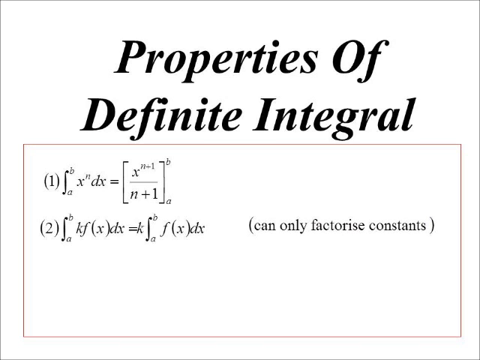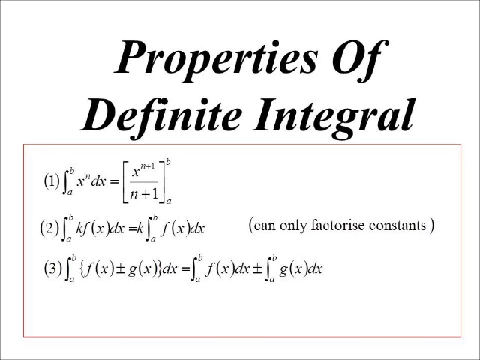This is highlighting that you can factorize. The integral symbol is a grouping symbol, just like parentheses and so on. However, you can only factorize out constant values. You cannot factorize out the pronumerals that you're integrating. So only pull out constant numbers.